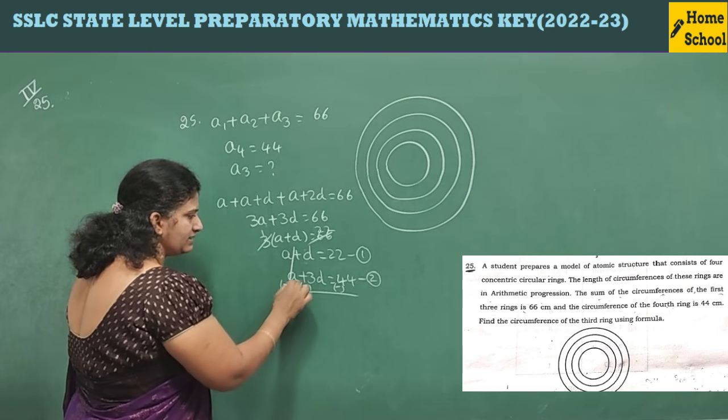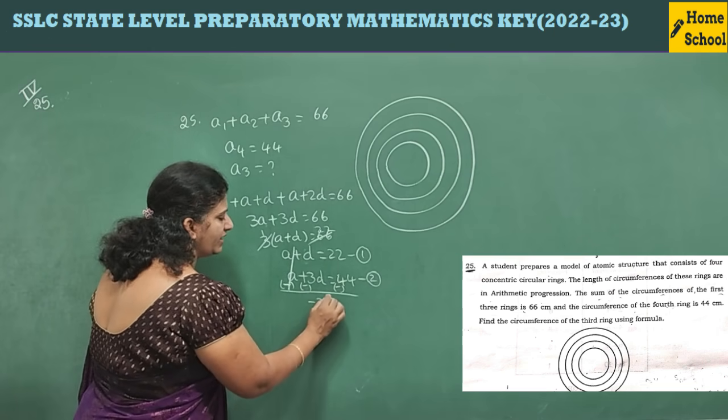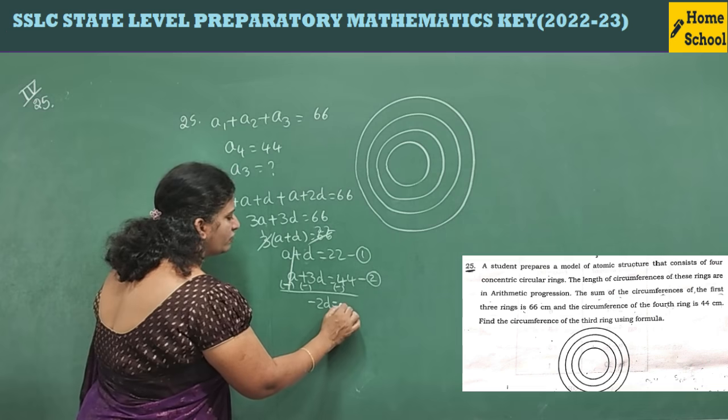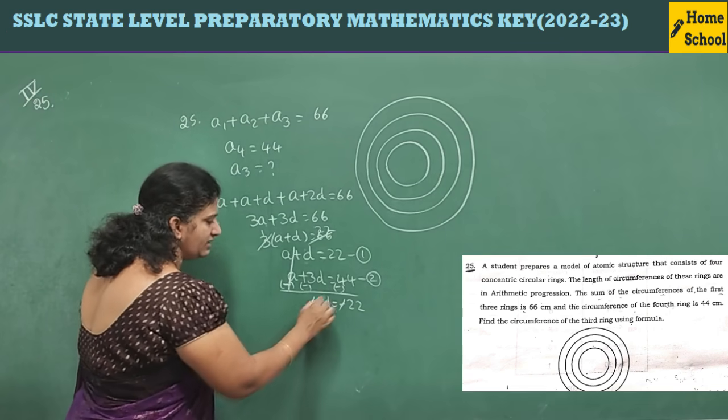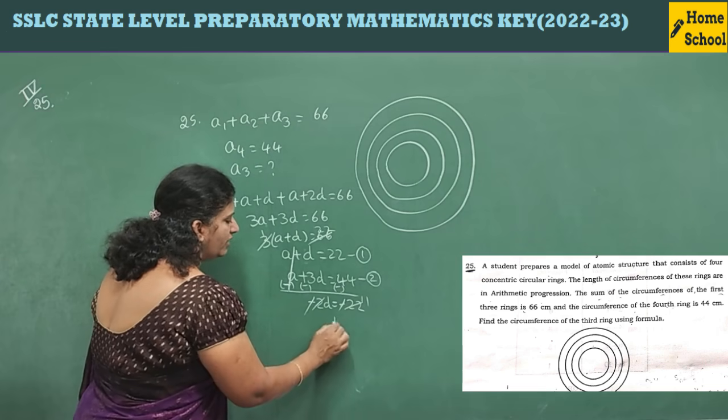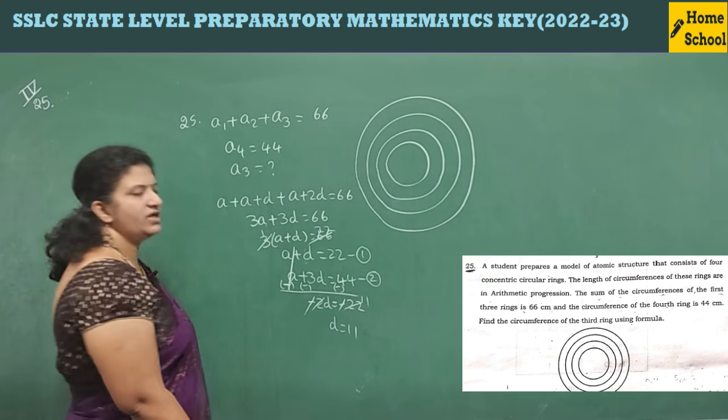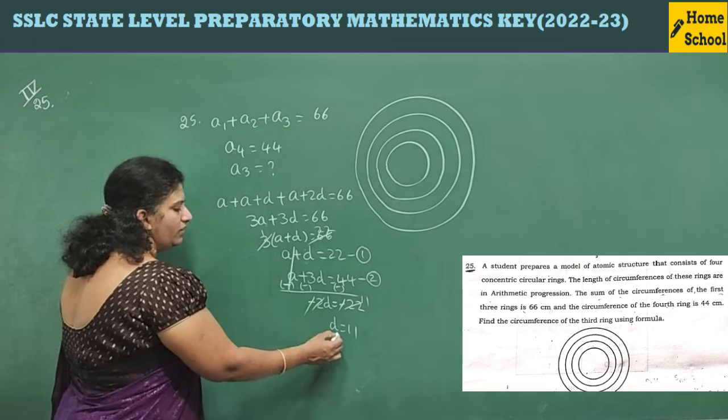A minus a cancel. d minus 3d is minus 2d. 22 minus 44 is minus 22. Minus minus cancel. 2 11s. Therefore, what is the common difference here? d value is 11. We got d.